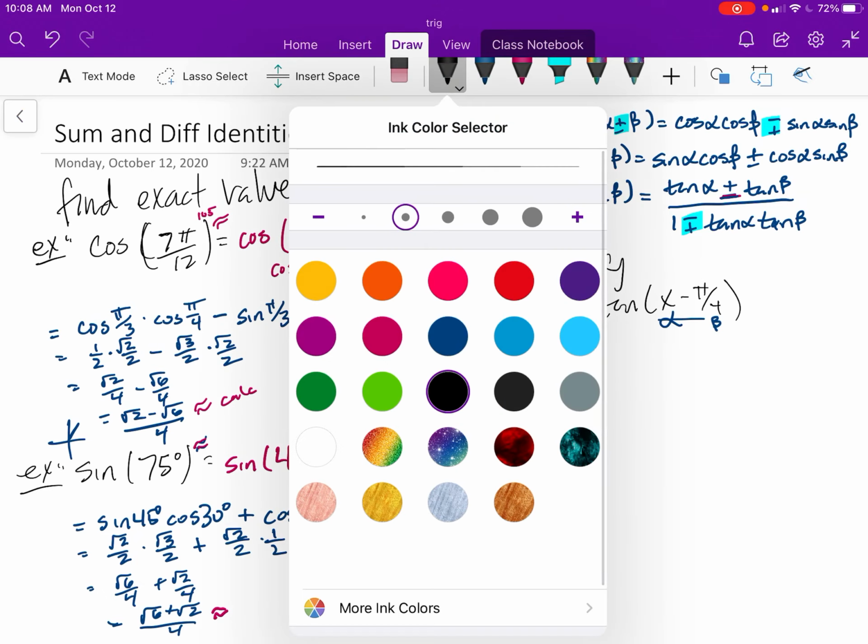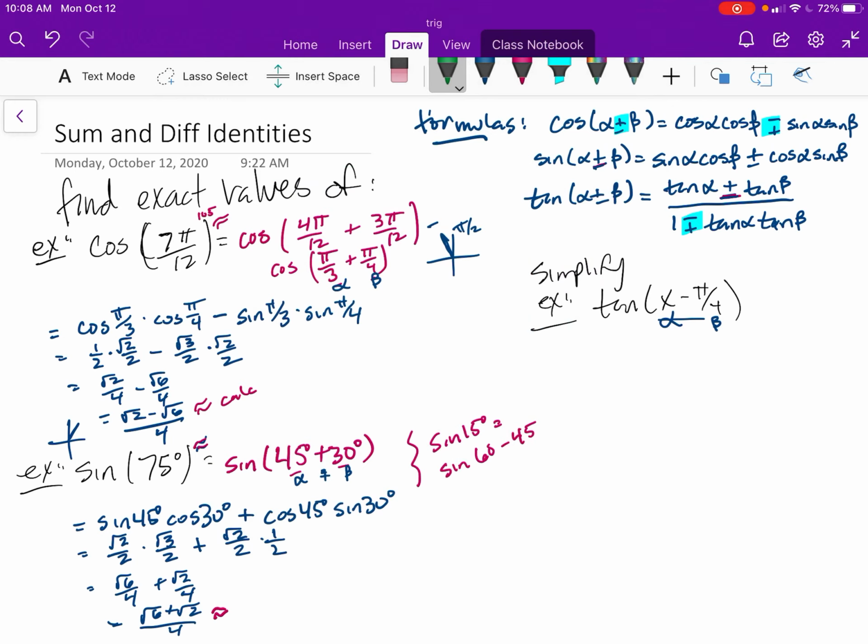I'm going to just switch to green so it separates from the left and right a bit better. So we get tan alpha, so we get tan x. Now the minus goes with the minus on the numerator. Minus tan pi over 4. Over. Now the minus goes with the plus in the denominator, right? The denominator changes signs. Tan alpha, tan x times tan pi over 4.